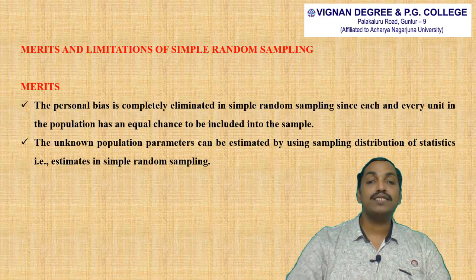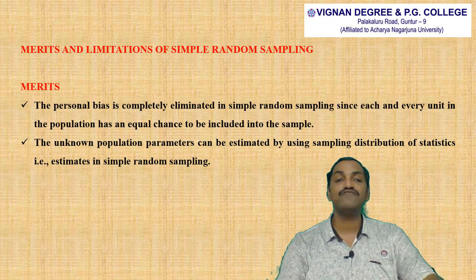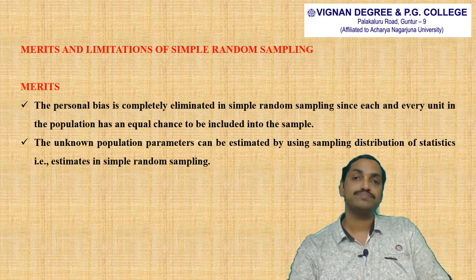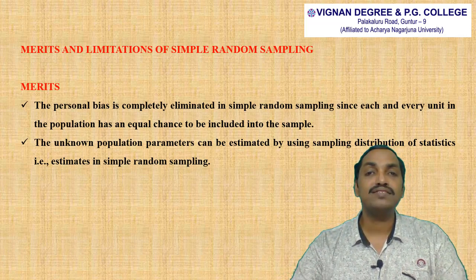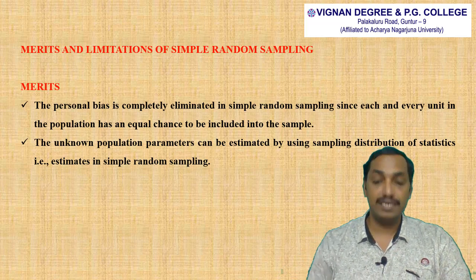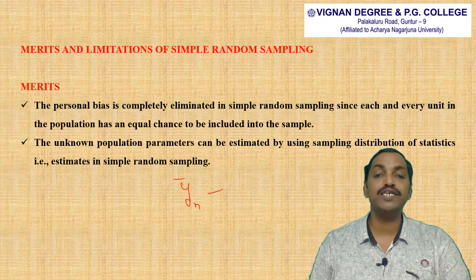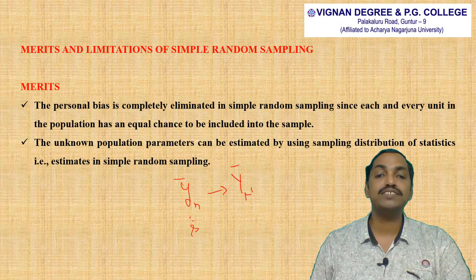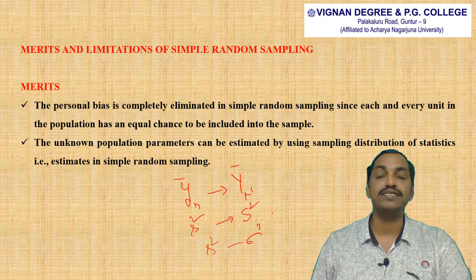The second one is the unknown population parameters can be estimated by using sampling distribution of statistics, that is estimates in simple random sampling. So already we proved in the previous videos that the sample mean is an unbiased estimator of the population mean. The sample mean square is an unbiased estimator of the population variance, like that.